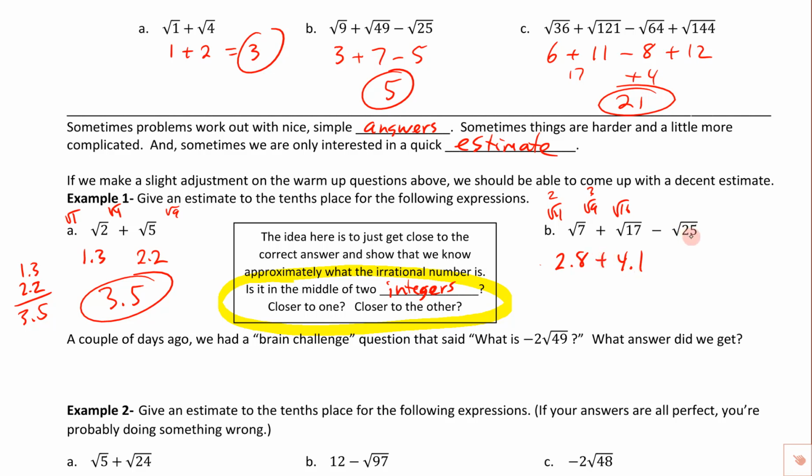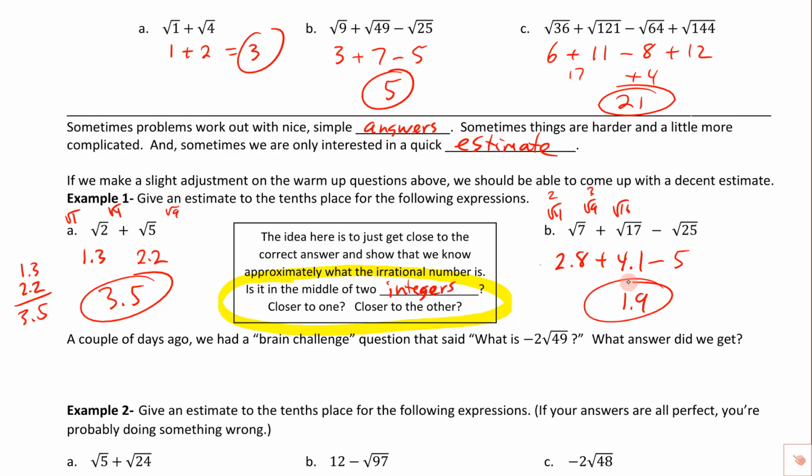And then this one right here, this isn't an irrational number. This is exactly 5. So let's write down minus 5. So again, all we're doing is we're showing that we're estimating these. We're going to add the two of those together. So that's going to be, let's see, 6.9 is what we come up with there. And then we're going to subtract 5. So that's going to be 1.9. So I'm going to put a circle around that.